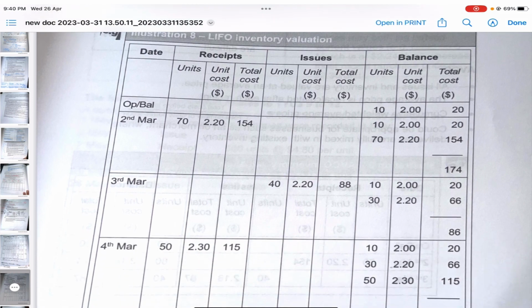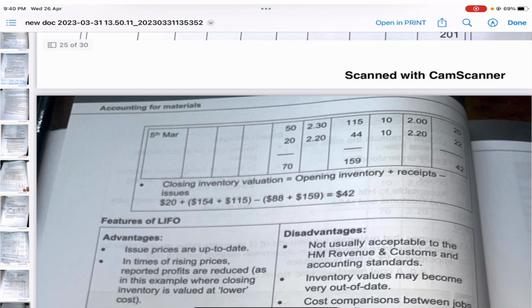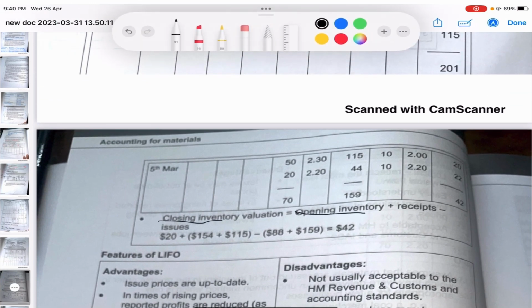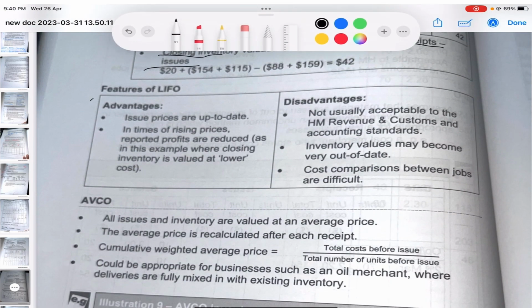And the LIFO inventory valuation, same way again, receipts come in, issues are something which we give out, and balance is going to be whatever is left with me. Again, how do I calculate my closing inventory? Opening inventory plus receipts minus issues is going to be my LIFO. What are my features of LIFO?